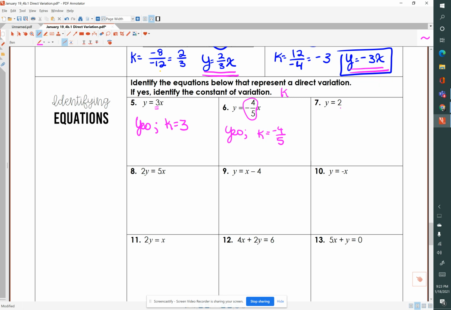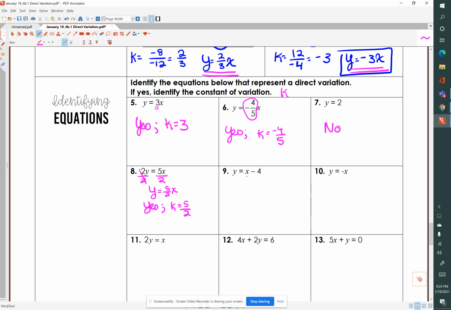y equals 2 is not a direct variation equation. We need an x value. Now, look at 2y equals 5x. Well, we need to isolate y. So we will divide both sides of the equation by 2, which gives us y equals 5 over 2 x. And that is a direct variation, and our k equals 5 over 2.